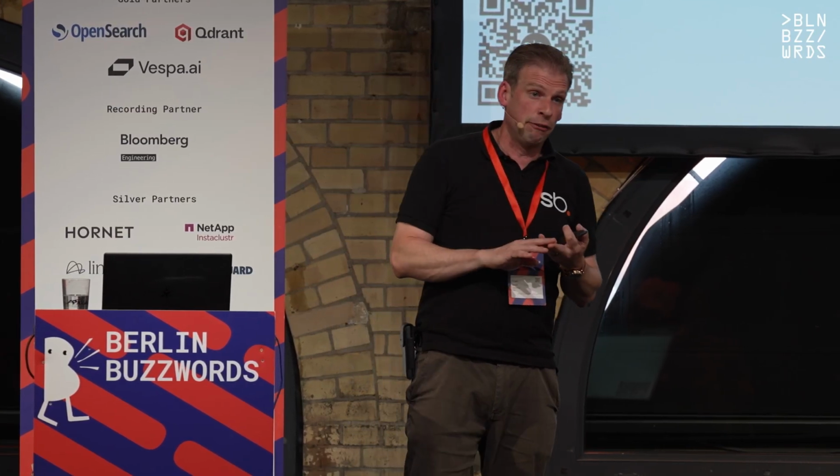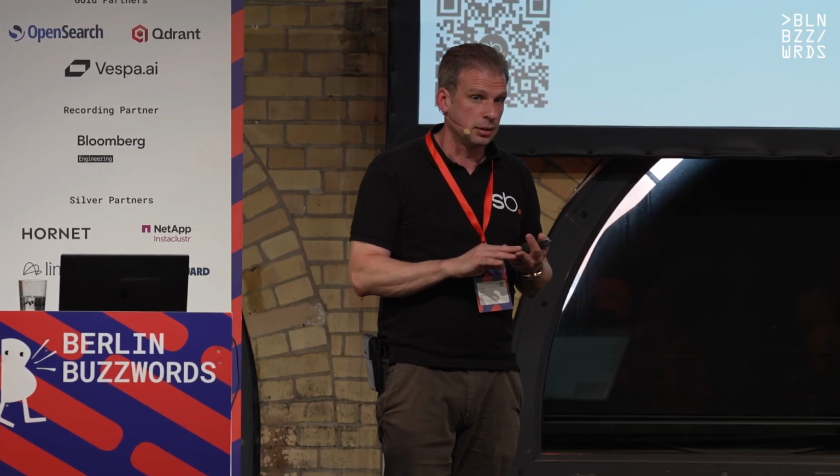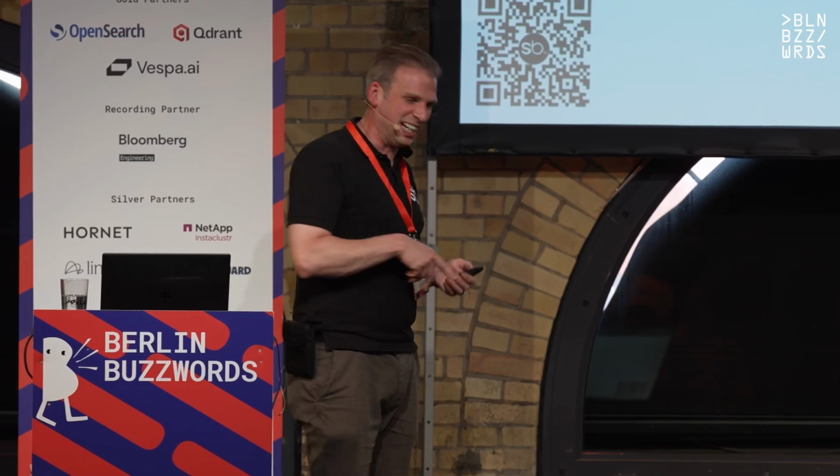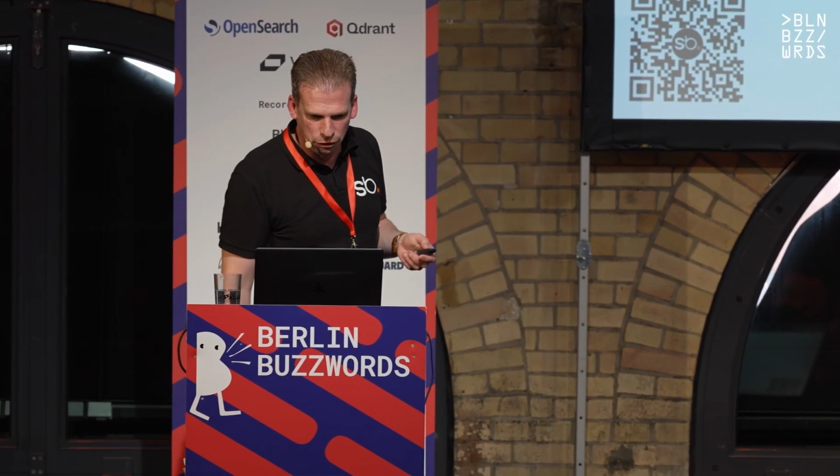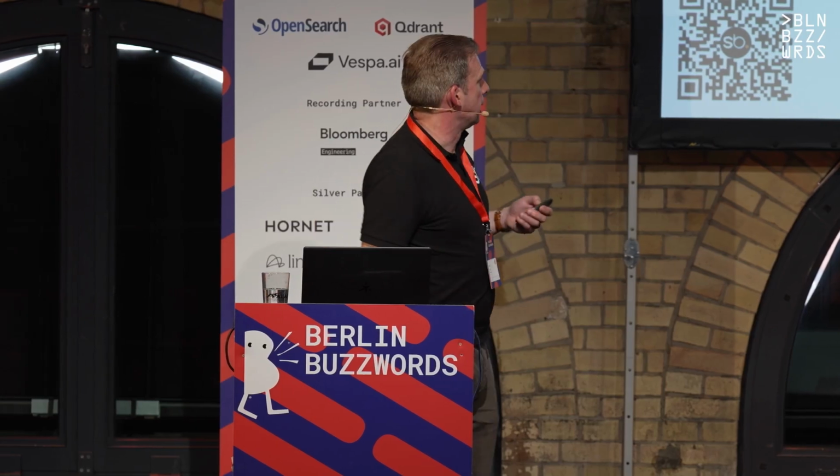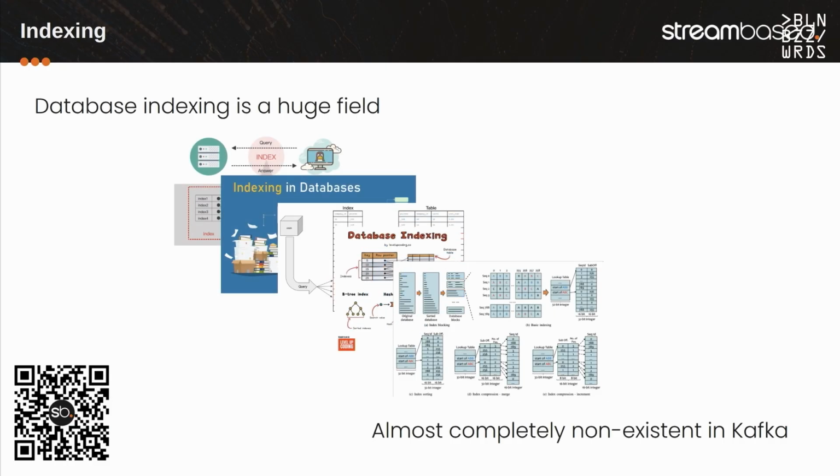If you want to make a database go faster, how do you do it? Oh, come on, it's written on the screen in massive letters. There we go, yeah. Yeah, add an index. I wonder if we could do the same for Kafka.